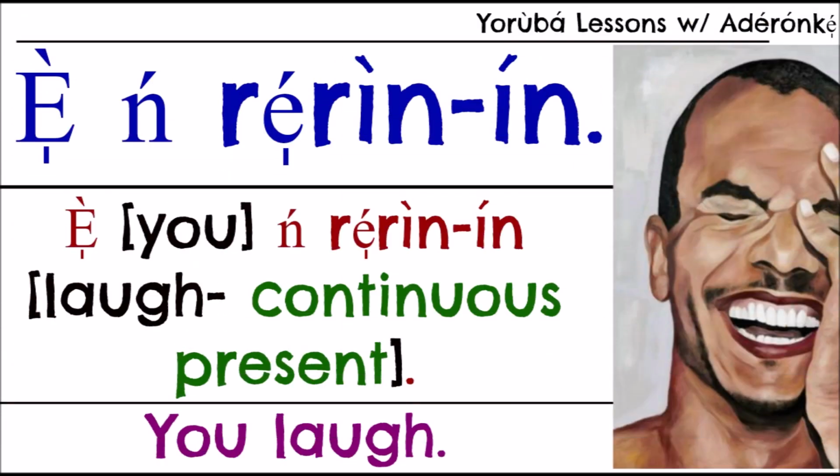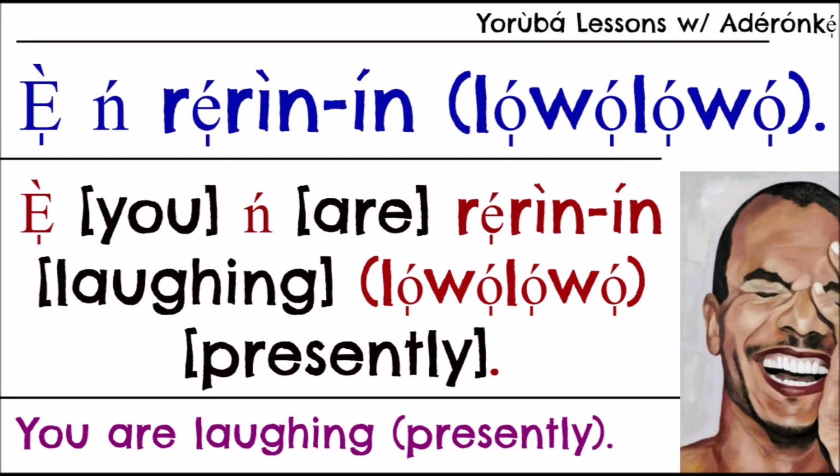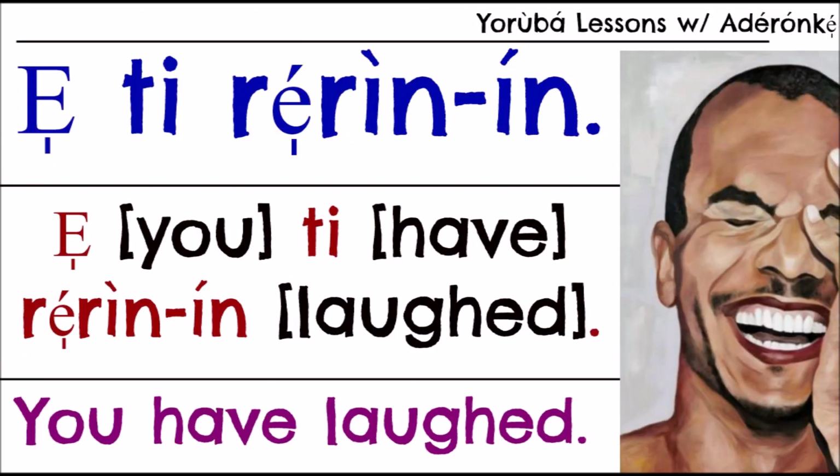And then when you say ẹ rẹ́rìn, you're saying you laugh. I've mentioned what this is. Laughing is something that you're able to do. Ẹ rẹ́rìn could be you're laughing, could be you laugh. And when you say ẹ ti rẹ́rìn, ẹ is you, plural you. Ti is have or had. Rẹ́rìn is laugh. So ẹ ti rẹ́rìn, you have laughed, you had laughed.